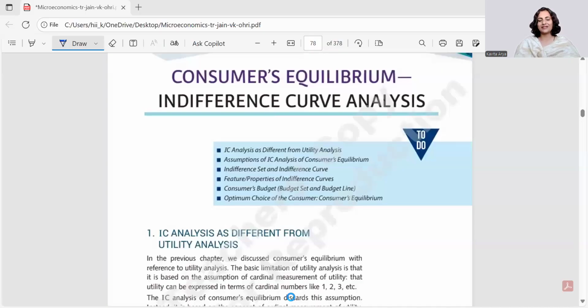So today's topic in hand is a very wonderful topic because it's liked by the students, easy to understand as well, and of use to you as well. Right? So this is called consumer equilibrium through indifference curve analysis.